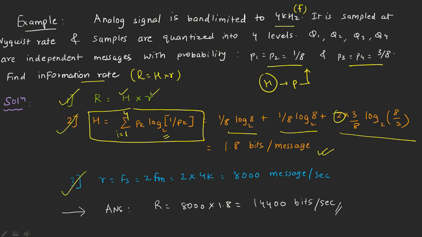So r is not given directly, instead frequency is given. So small r is equal to your sampling frequency, that is equal to twice the maximum frequency, that is 4 kilohertz. So twice of 4 kilohertz is 8000 messages per second, that is your unit for small r. Now you have to multiply these two terms, H and r, and the answer is 14400 bits per second.